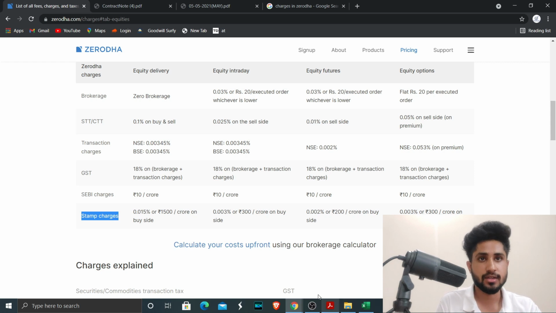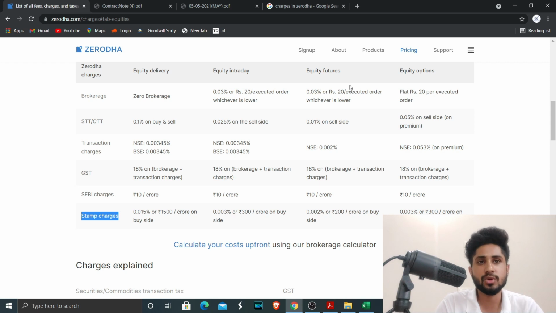Brokerage is as per the system. In some discount brokers it will be 20 rupees per order or on a lot basis, which is transparent. STT or CTT is also transparent, so there won't be any additional charges there. But there is something called clearing charges or transaction charges. Transaction charges are sometimes called turnover charges.